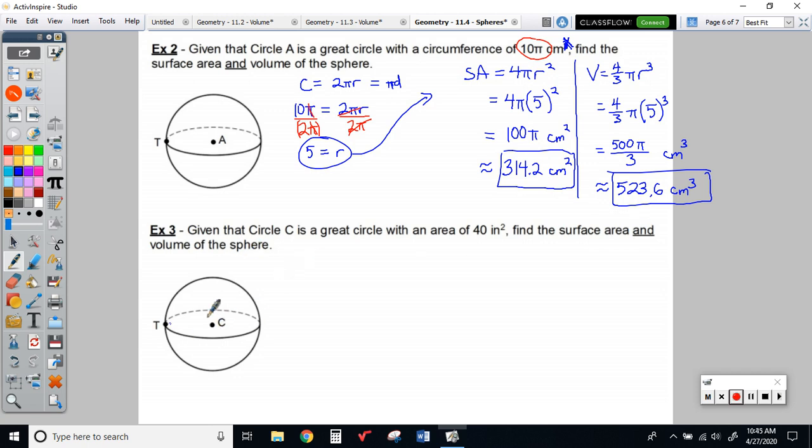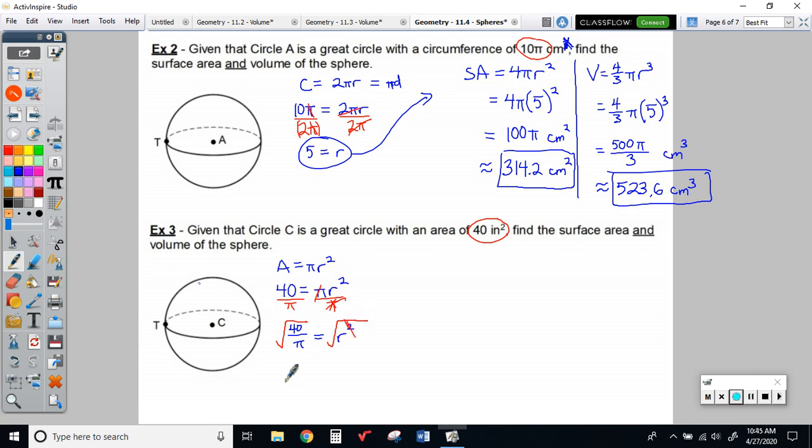So the area of this great circle right here would be pi r squared. And the area is known. It's a known quantity right here, 40 inches squared. So you can replace A with 40. There's no pi included in this one, so we will be dividing by pi. The pi wouldn't cancel with anything on the left side, but it would cancel here with that. There we go. And so you'd have 40 over pi equals r squared. Then you can take the square root of both sides to get your answer for r.